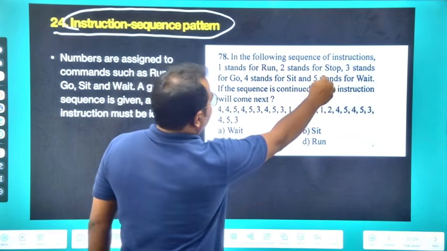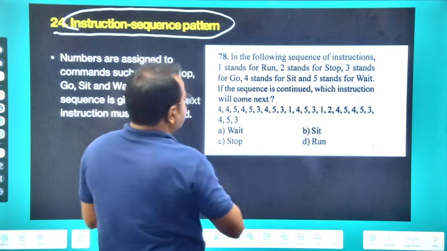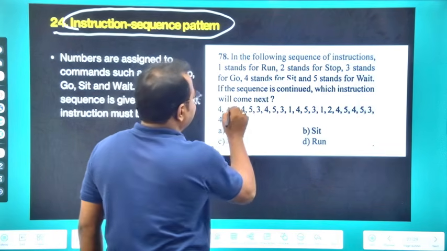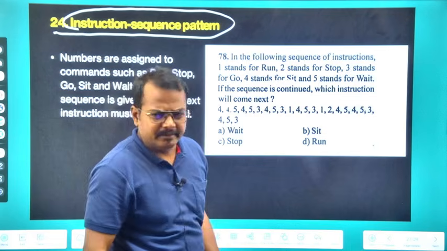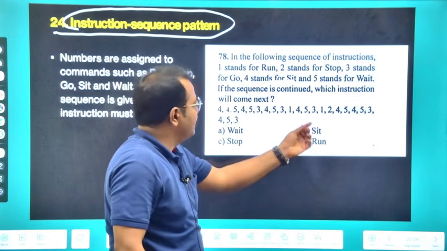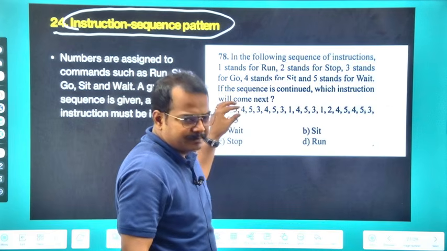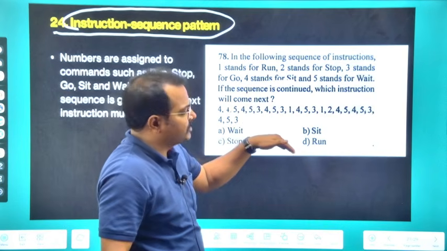Now they have not given 6 or 7 like this, no. So 4 stands for sit, then 5 stands for wait, sit, sit, wait, like this kind of thing they have given. And here you have to find the sequence first, how this sequence is given, and identify which instruction will come next.